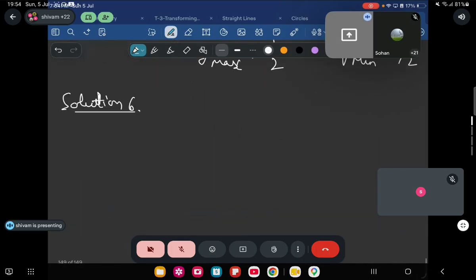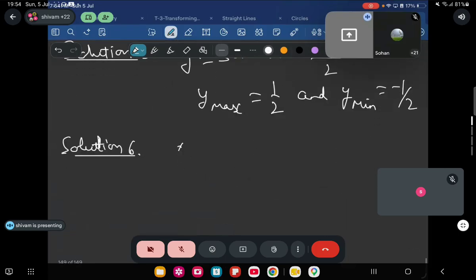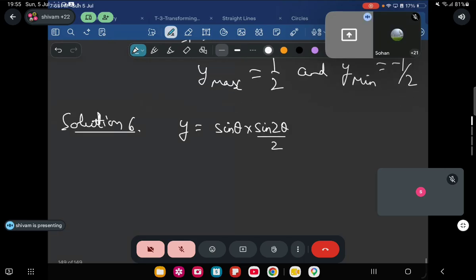y equal to sin square theta cos theta. Let us find out y dash. Let me simplify this a little bit for my convenience. y equal to sin theta into sin theta cos theta, so I can write it as sin theta into sin 2 theta by 2. Tell me, everyone. y is equal to sin theta into sin 2 theta by 2.